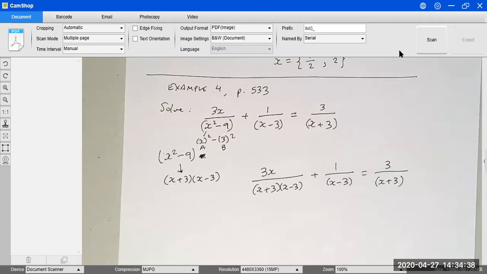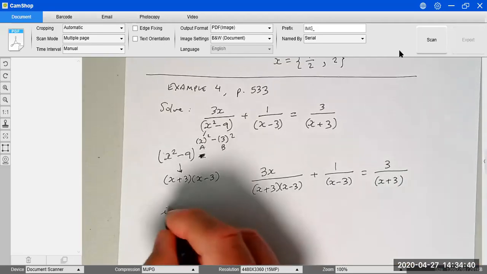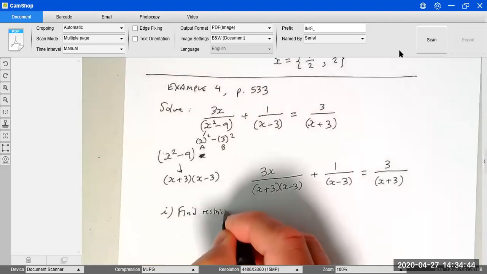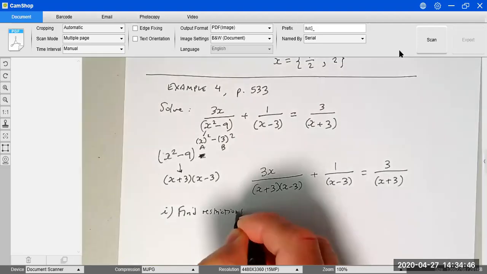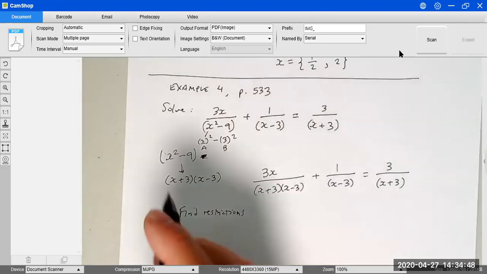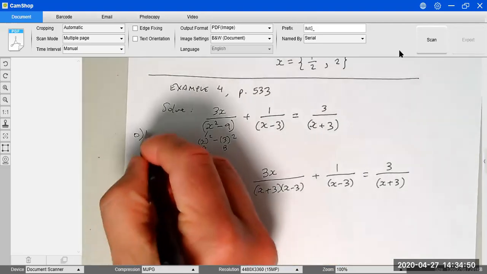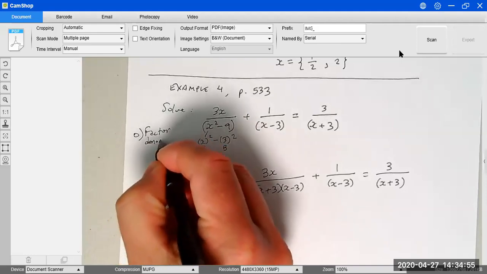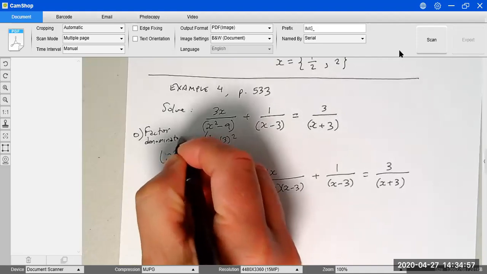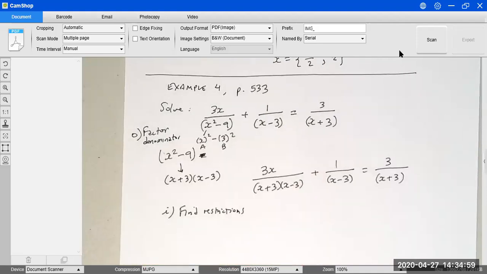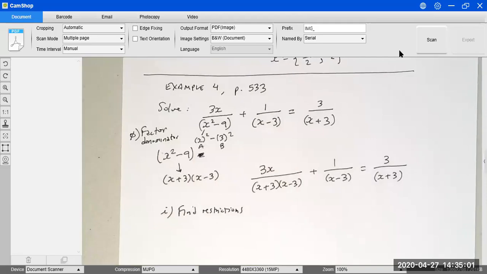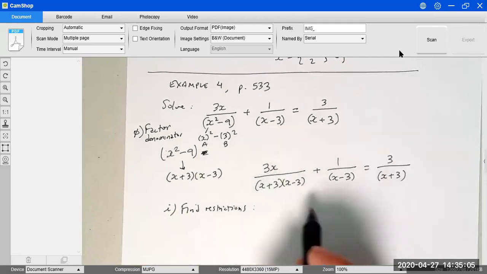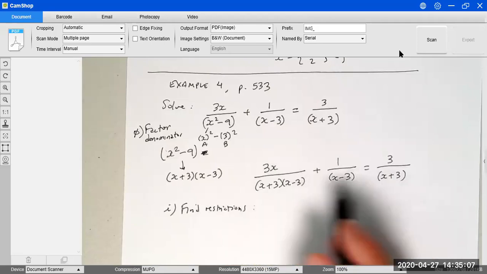So let's find restrictions first. So from this problem, we have a step 0. Step 0 is just factor denominators. That's our step 0. Then step 1 is finding restrictions. So we're going to equate these denominators to 0.